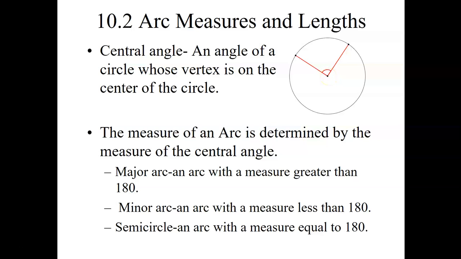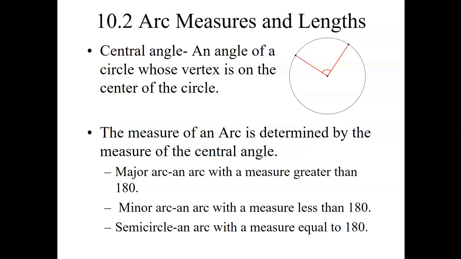With a central angle, the arc that is inside that angle has a measure equal to the measure of the central angle. The measure of an arc is defined as the measure of the central angle that forms that arc. Make sure you remember that it has to be a central angle for the measure of the arc and the measure of the angle to be the same thing.